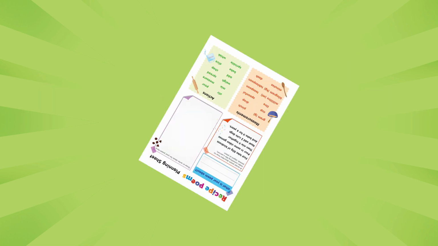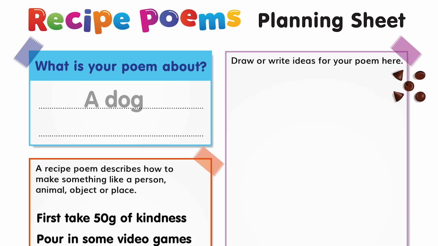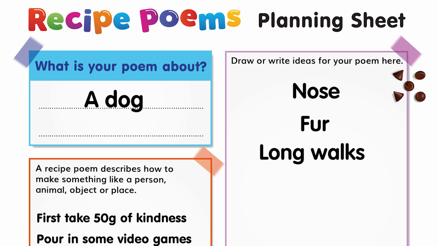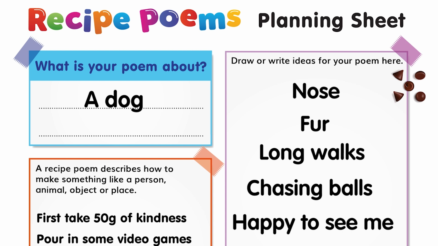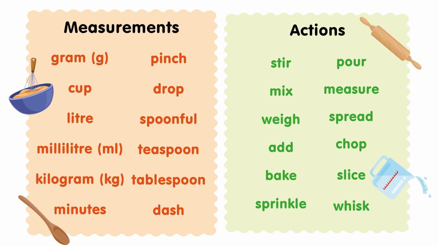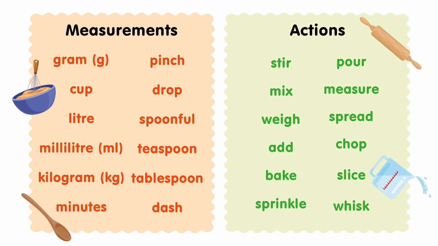Your teacher might give you a topic to write about. Write it on your planning sheet. Next, draw or write down the ingredients that make up your topic. You can also include personality, emotions, or actions that could describe your topic. Add some measurements and actions for each ingredient. You can use the word banks to help you.